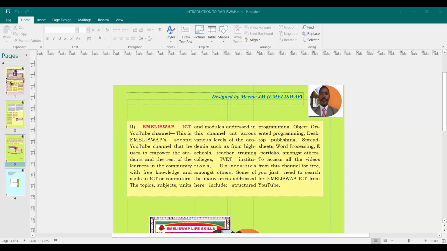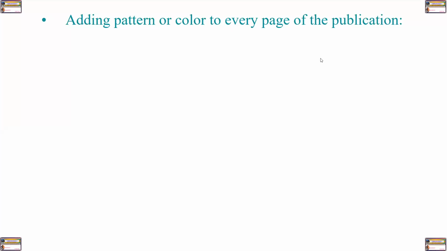So that's how you set the background color for your publication. So remember, always after you make the changes, click on the Save button. Let's now see.